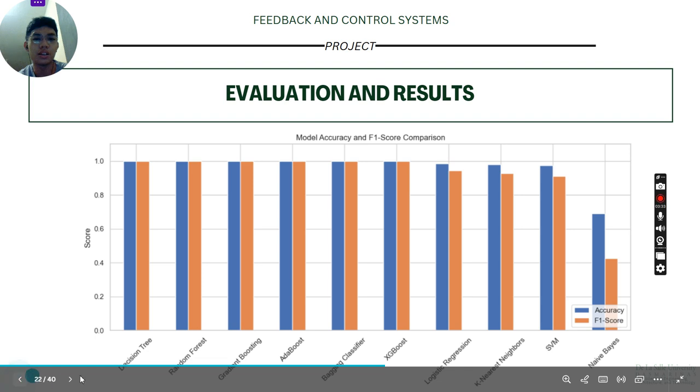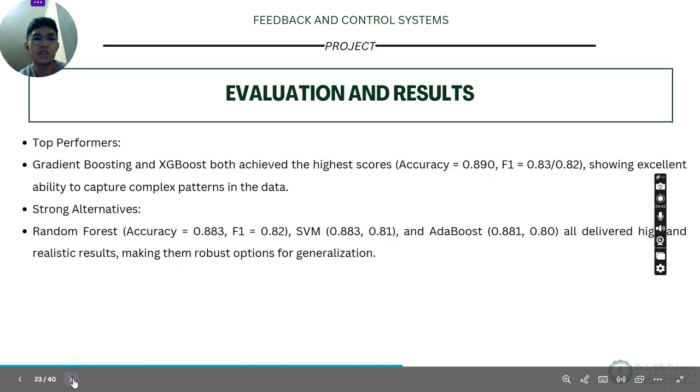So here are the model accuracies, and as you can see, they're all pretty high, but gradient boosting is the most accurate.